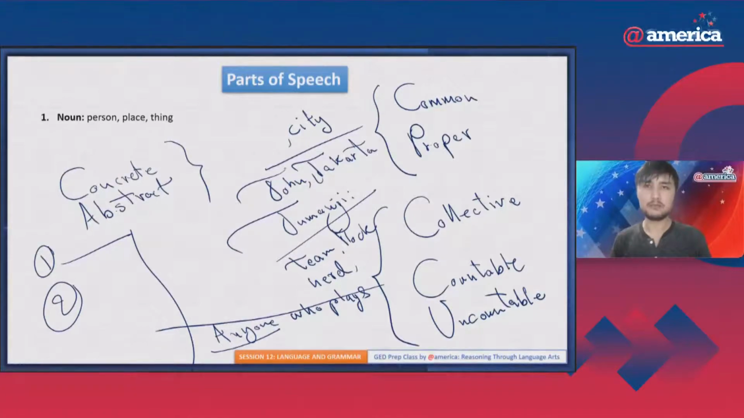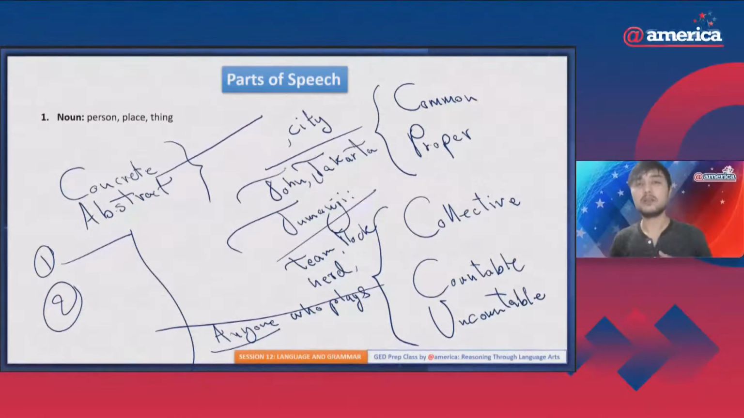They can be experienced through one of our five senses: sense of touch, smell. You could say car, book, camera, John. John is a person. Jakarta, Indonesia, it doesn't really matter.